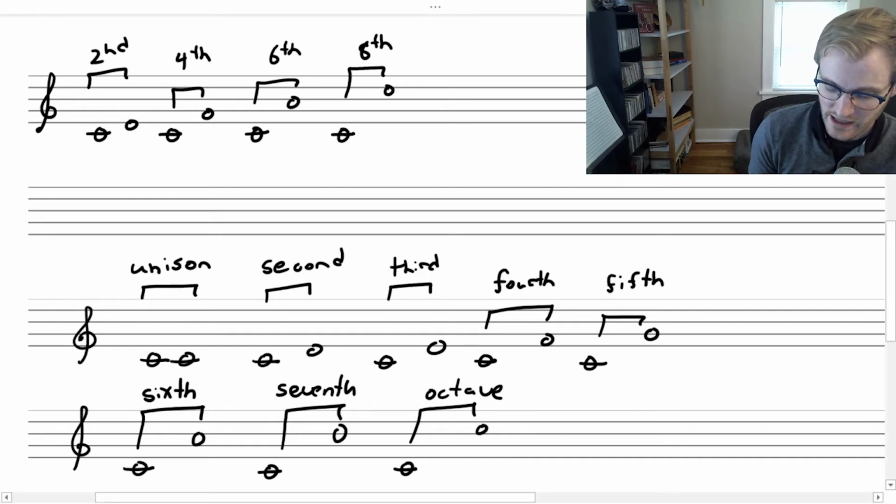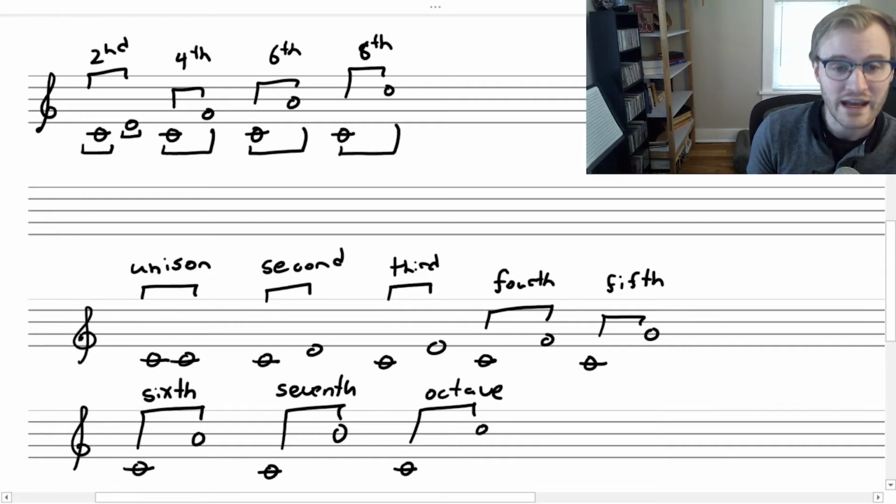You'll notice that in any instance where we have an even numbered interval, one of the notes is always on a line and another note is always in a space. So here C is on a line, but F is in a space. And here C is on a line and A is in a space. And here C is on a line and the next C is in a space.